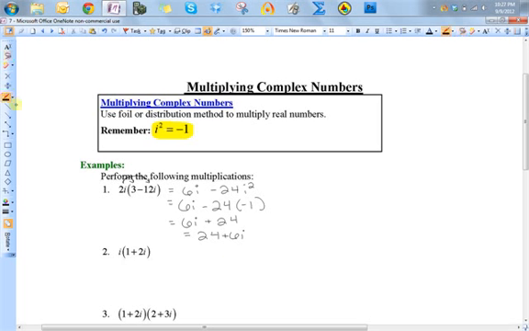Okay. So similarly, if I wanted to perform this multiplication, I just need to distribute the i, so it's equal to i plus 2i squared. Well, i squared, remember, is -1, so this is the same thing as i minus 2, and we should write this in standard form as -2 plus i.